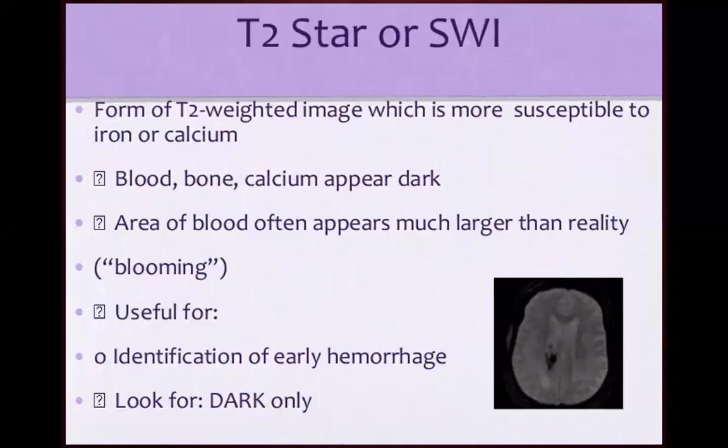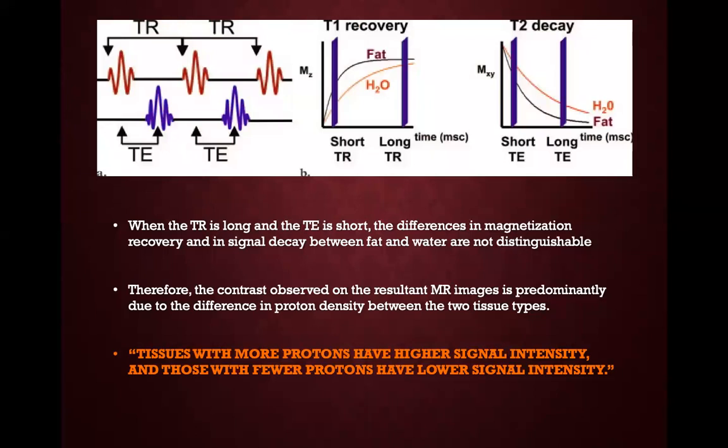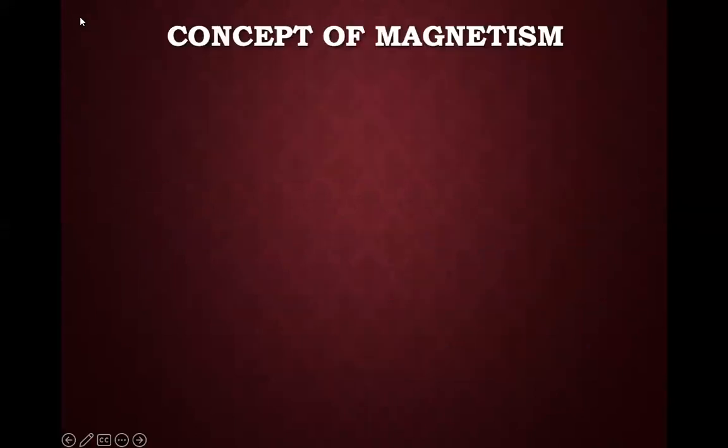Now, what is T2 star or susceptibility weighted imaging? Basically, we look for blood, bone, calcium. All of these appear dark on T2 star or susceptibility weighted imaging. Okay.